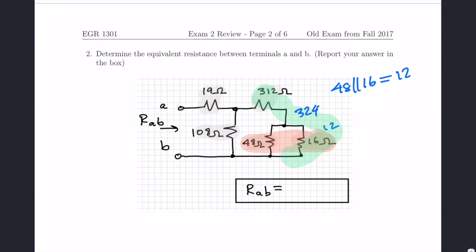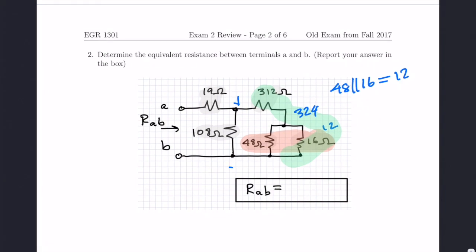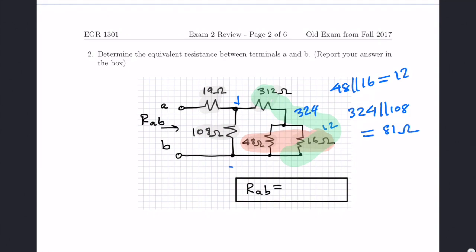Okay, from there, you have plus and minus. The voltage across the 324 is the same as the voltage across the 108, which puts the 324 in parallel with the 108. And so 324 in parallel with 108, that turns out to be 81 ohms. Okay, and so what we have left is 19 ohms and 81 ohms. These are in series, so 19 plus 81, that gives you 100 ohms for the resistance between points A and B.